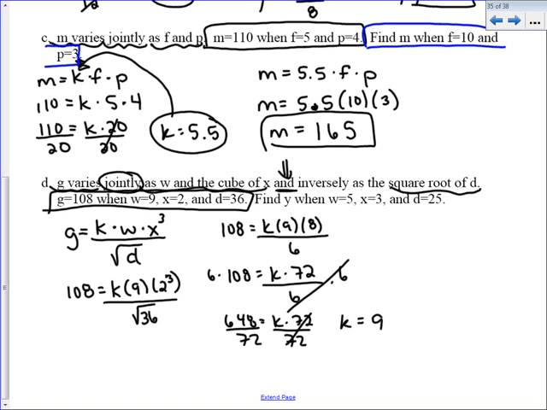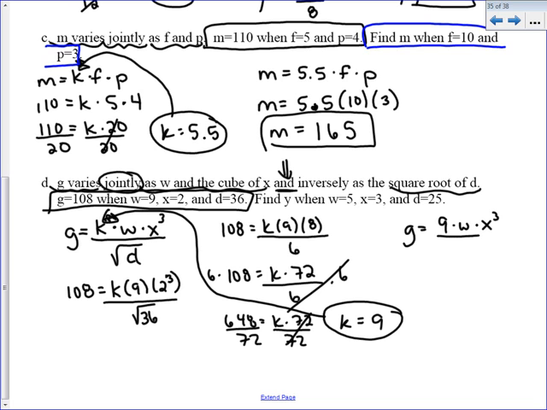Again, I'm not going to give you something this in-depth like on your test, but it exists. It's a good problem. It's got everything. K goes all the way back in place of the original K. So I have G equals 9 times W times X to the third all over the square root of D. And now we're able to answer our question. So we want to find, it says Y, that's a typo, that should say G.